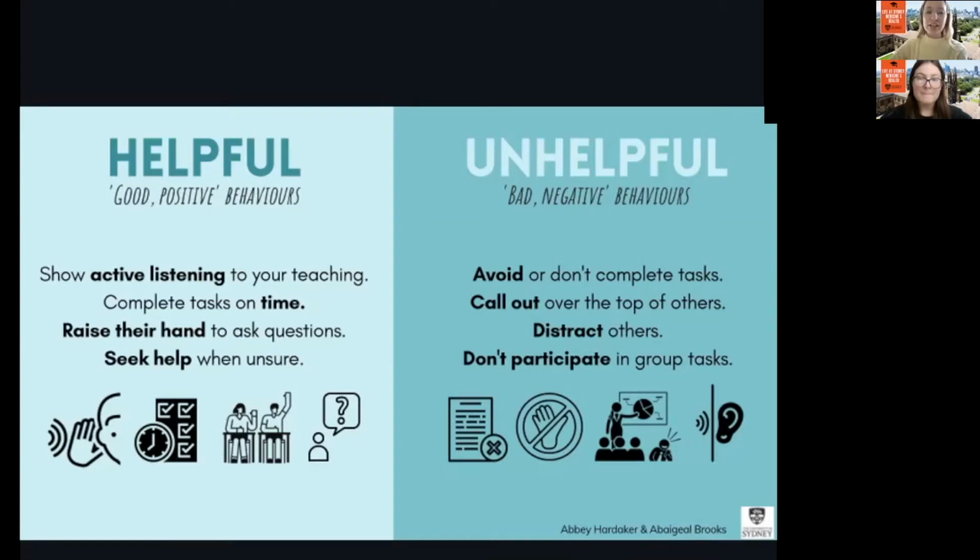Some students show active listening while you're teaching, complete tasks on time, raise their hand before speaking, and seek help when they're unsure. They might work well with other students and offer to help around the classroom. We tend to label these students as the good, well-behaved kids. On the other hand, you might think of students who avoid tasks, call out, distract others, or don't participate in class. These are unhelpful behaviours for learning, and they can be disruptive and adverse. We tend to label these students the naughty kids.